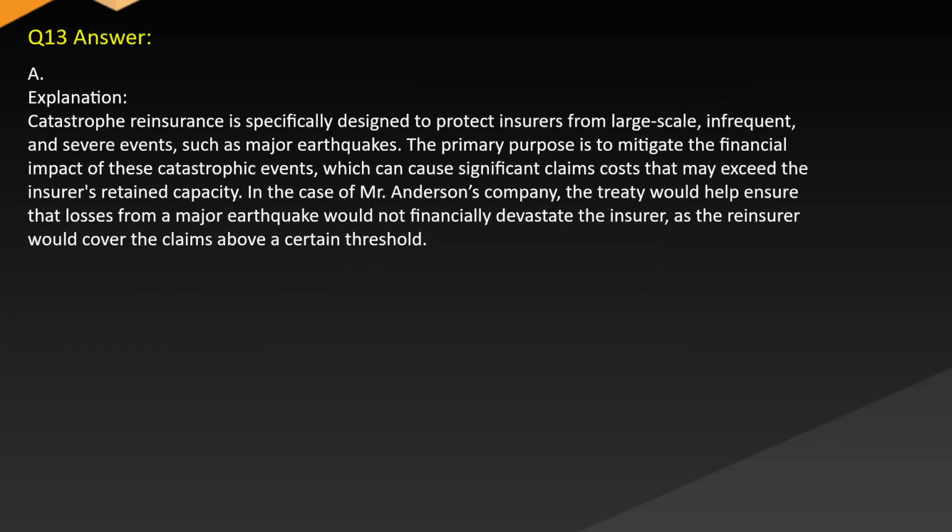Answer A. Explanation. Catastrophe reinsurance is specifically designed to protect insurers from large-scale, infrequent, and severe events, such as major earthquakes. The primary purpose is to mitigate the financial impact of these catastrophic events, which can cause significant claims costs that may exceed the insurer's retained capacity. In the case of Mr. Anderson's company, the treaty would help ensure that losses from a major earthquake would not devastate the insurer, as the reinsurer would cover the claims above a certain threshold.